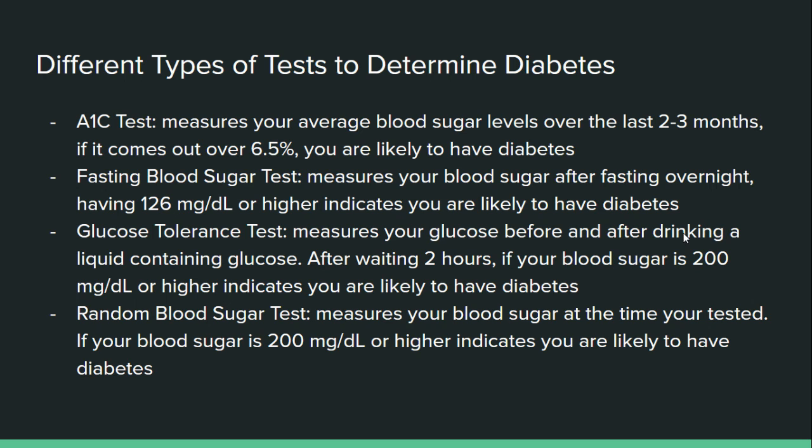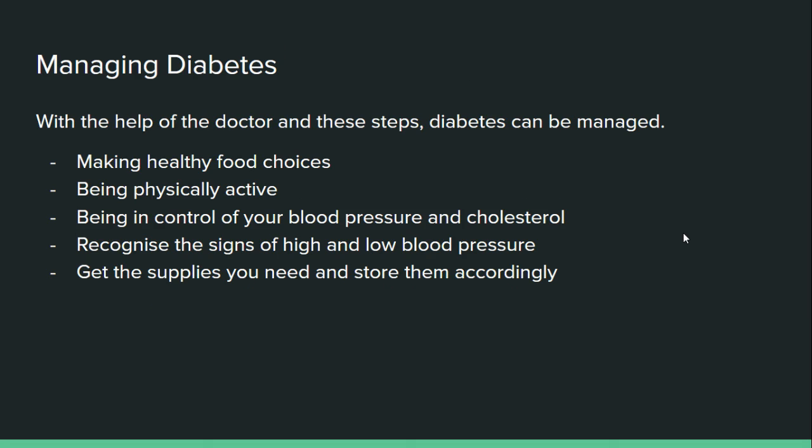The next test we have is the glucose tolerance test. This measures your glucose before and after drinking a liquid containing a lot of glucose. After waiting about 2 hours, if your blood sugar is 200 milligrams per deciliter or higher, this indicates you are more likely to have diabetes. A random blood sugar test measures your blood sugar at the time you are tested. So if you go in at this very moment and get a test, that would be your test. If your blood sugar is 200 milligrams per deciliter or higher, it indicates you are more likely to have diabetes.